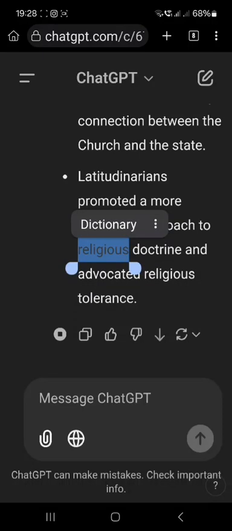The Glorious Revolution of 1688 was a significant event in British history that had far-reaching consequences. Here are the causes and results of this revolution. Causes. 1. Protestant versus Catholic tensions.